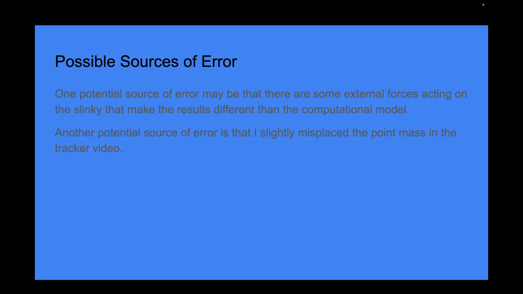Some possible sources of error in my lab: one potential source of error may be that there are some external forces acting on the Slinky that made the results slightly different than the computational model. Another potential source of error is that I slightly misplaced the point mass in the Tracker video.